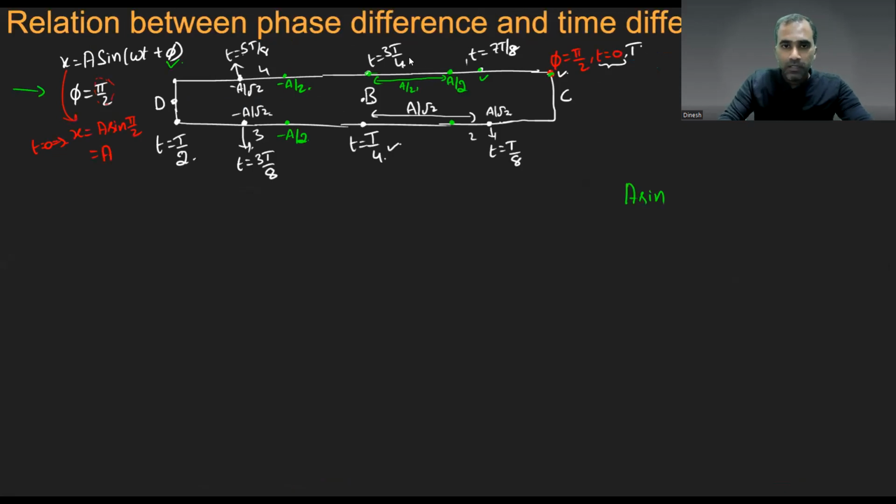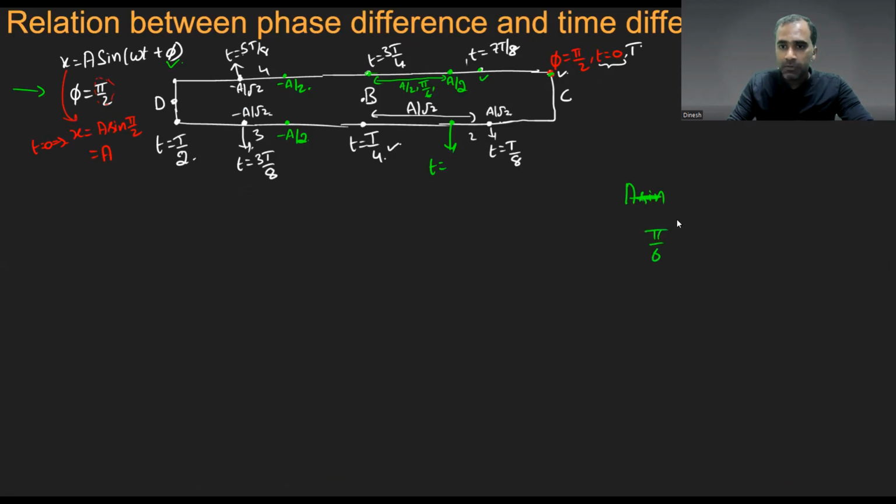So now can you tell me what is the time gap here? We have understood the phase gap, right? From the phase gap, can you tell me the time gap? To travel this a by 2 distance, the phase gap is pi by 6, right? Pi by 6. What does pi by 6 correspond to?